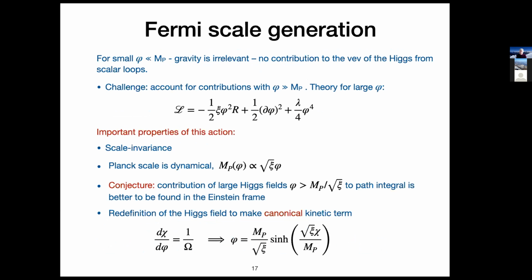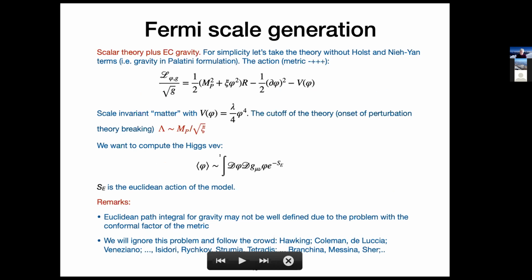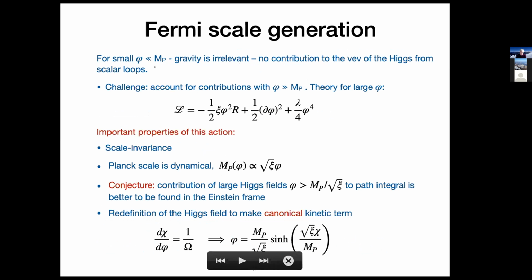So if we compute this integral, there are several domains for the field φ. There is a domain in which the field φ is small, but then gravity is irrelevant, and no contribution to the VEV of the Higgs field can come beyond perturbation theory. So this is just the normal perturbation theory. So the challenge is to see what happens at φ much larger than M Planck.